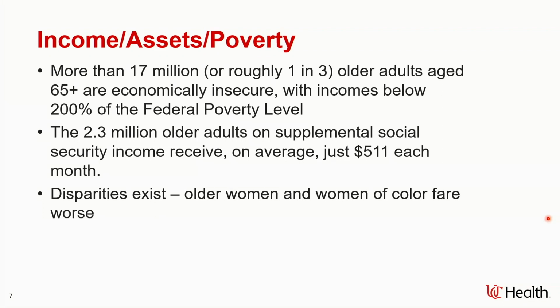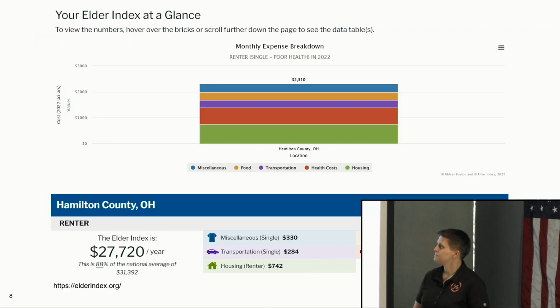For those individuals who are on Social Security income, they receive on average just over $500 a month from Social Security. And there are major disparities in how much people earn on Social Security. Specifically, older women and women of color fare worse than their counterparts of a similar age.